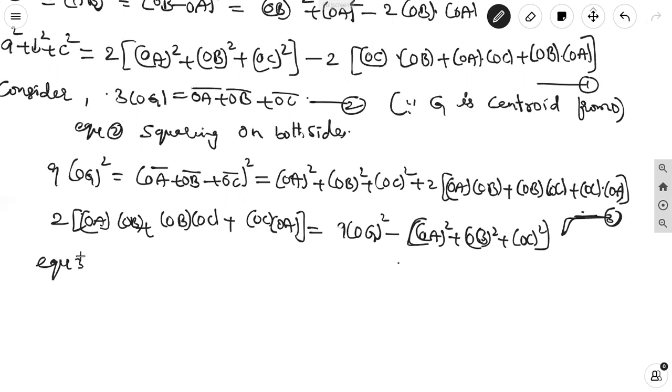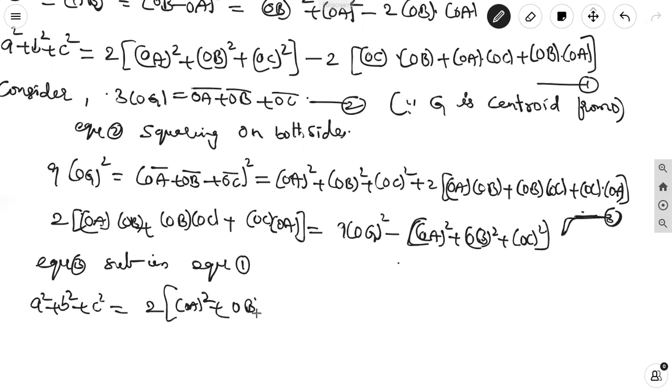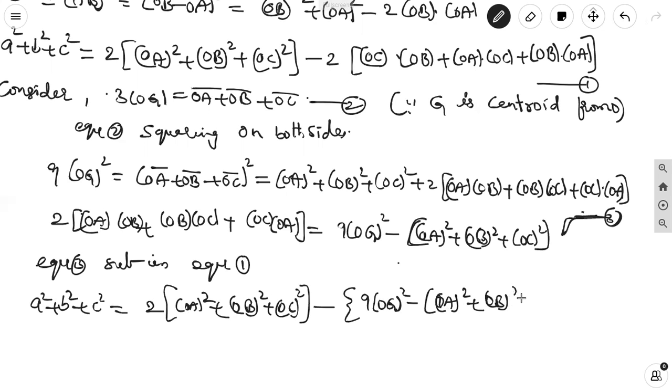Equation 3 substitute in equation 1. Here, in the place of 2 into (OA into OB plus OB into OC plus OC into OA), in this place we can substitute this one. So a square plus b square plus c square is equal to 2 into (OA square plus OB square plus OC square) minus 9 into OG square minus (OA square plus OB square plus OC square).